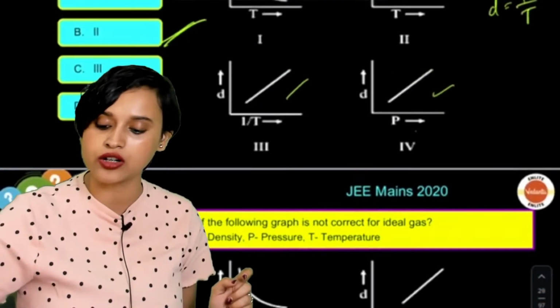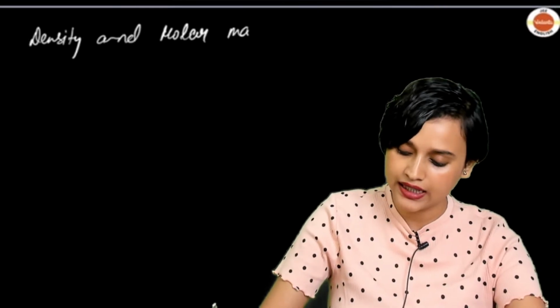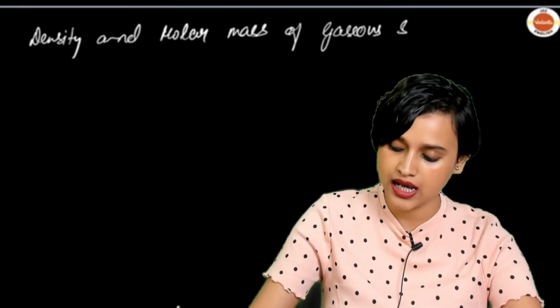So first of all, let's start with a little topic that was left from yesterday's class. How did we derive this formula that we just spoke about, that d is equal to PM divided by RT? How did we come to this formula? This topic is known as the density and molar mass of gaseous substances. This is there in your NCERT.